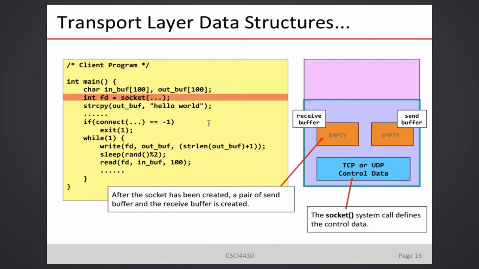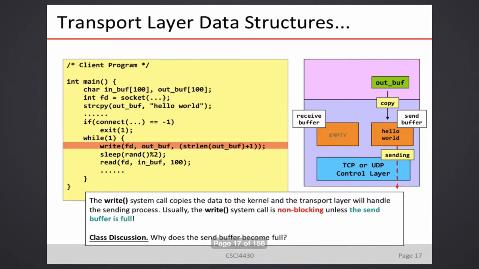So what's next? After I create the socket, basically we have these three things. Now, what if I'm going to write something? You may ask, hey, can UDP connect or not? These are our questions. Later on, I will tell you that yes, UDP and TCP both can call connect.